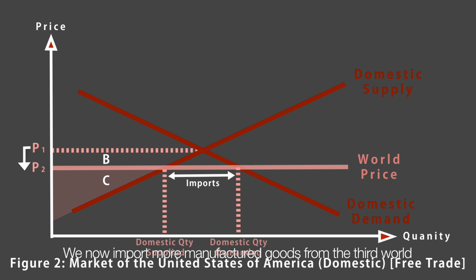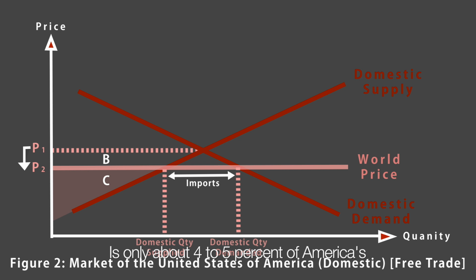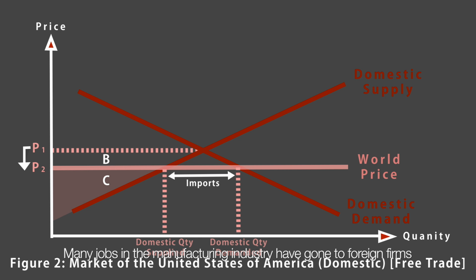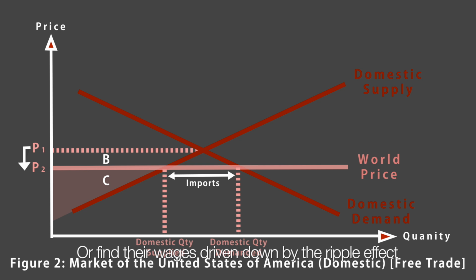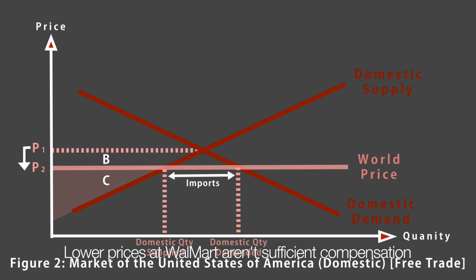We now import more manufactured goods from the third world than any other advanced economy. These third world nations have a huge comparative advantage over America. Wages in countries such as China is only about 4 to 5% of America's. Given that 6% of our GDP consists of our imports from third world countries, many jobs in the manufacturing industry has gone to foreign firms. Workers with less formal education will see their jobs shipped overseas or find their wages driven down by the ripple effect as other countries with similar qualifications crowd into their industries and look for employment to replace the jobs they lost to foreign competition. And sir, lower prices at Walmart aren't sufficient compensation.